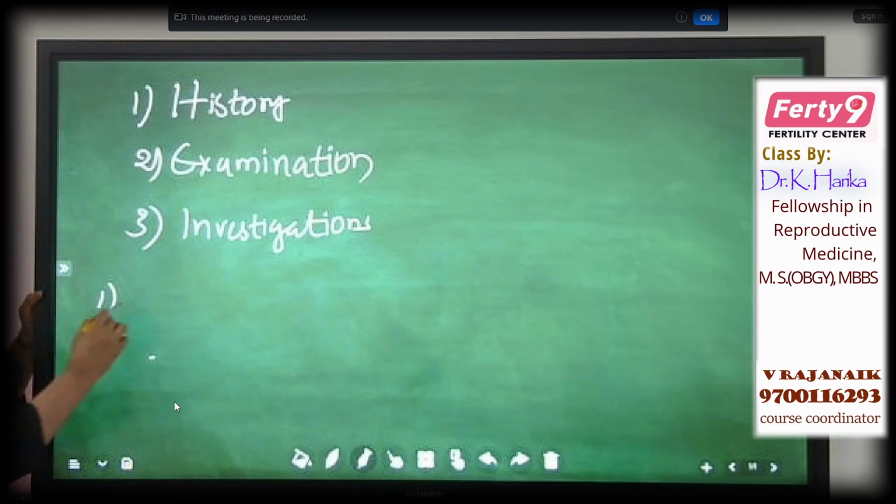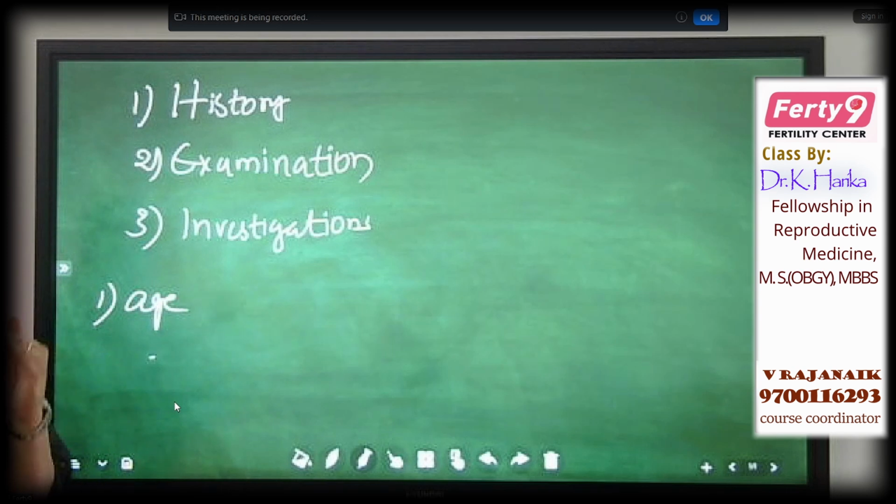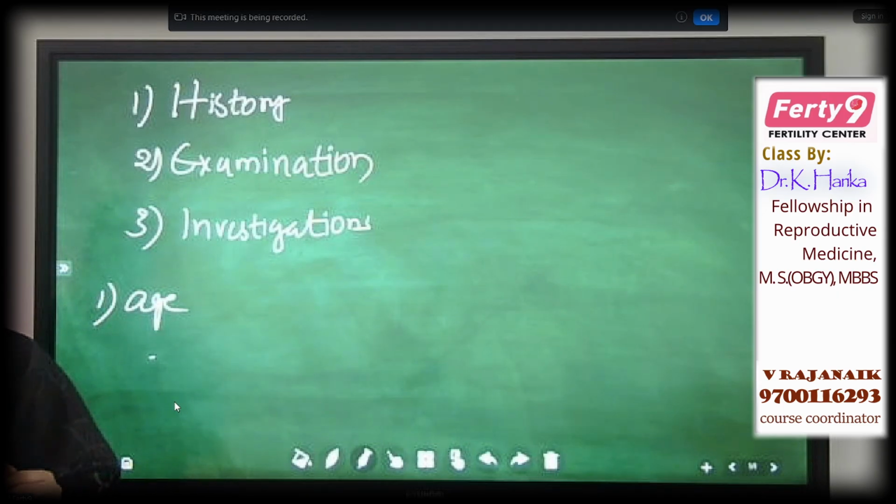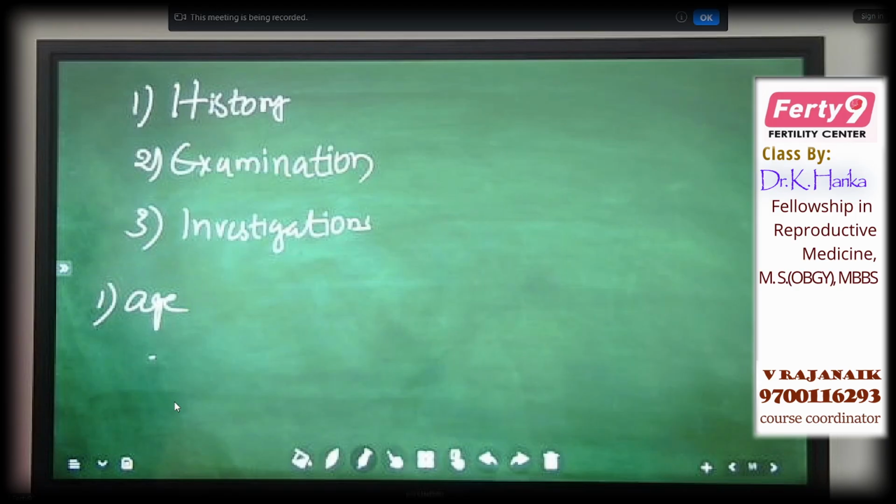First, what will we ask in history? Age. Age itself can indicate the cause of infertility. Suppose the paternal age is more than 40, it might be a reason for infertility, or if the patient conceives, she might land up in abortion. Because as age advances, though the sperm quality, count, and morphology are good, the DNA won't be the same. There might be damage to the DNA as age increases, and that might be the reason for subfertility or infertility. First and utmost important is age.